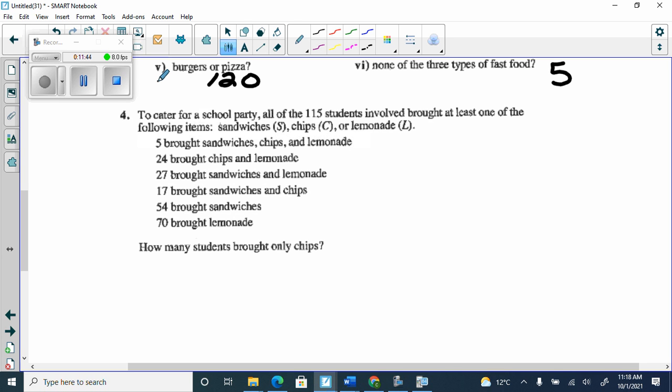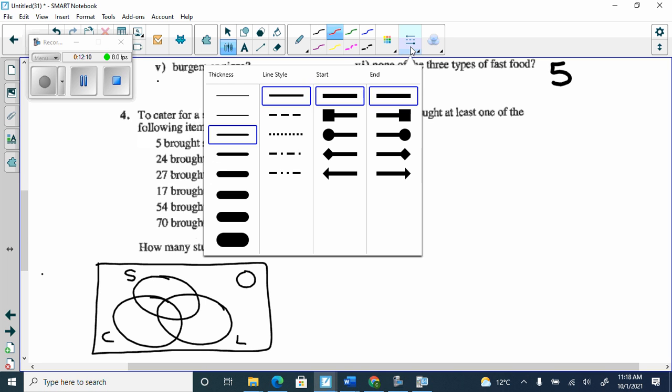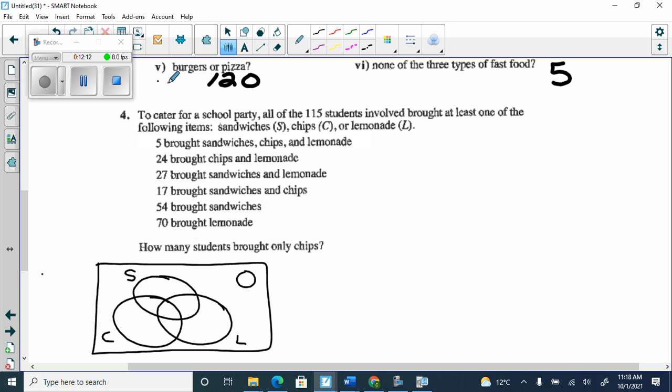Okay. So we're going to go through it. To cater for a school party, all of the 115 students involved brought at least one of the following. So there's going to be sandwiches, chips, lemonade, and on the outside I'm going to have zero because they brought at least one of them, correct? Now where do I always have to start with? The middle.